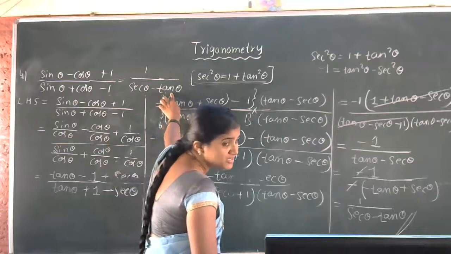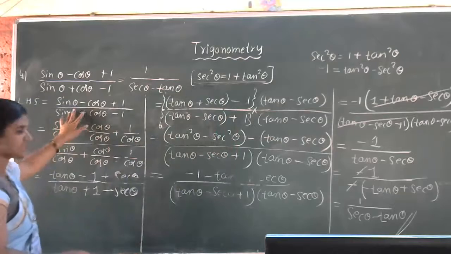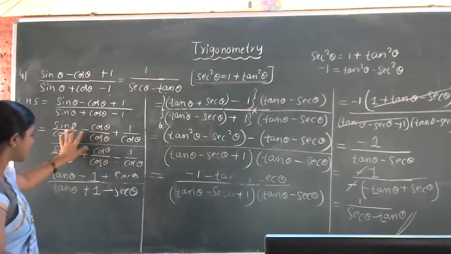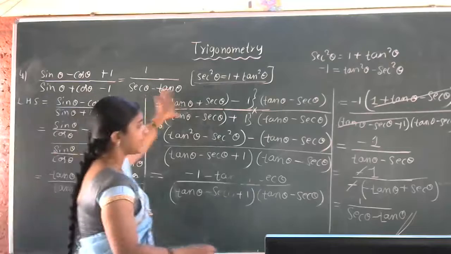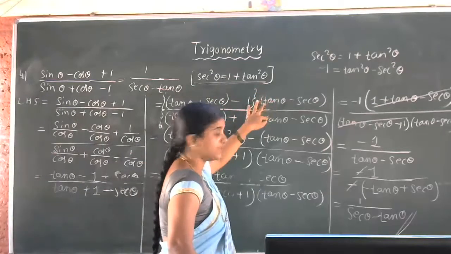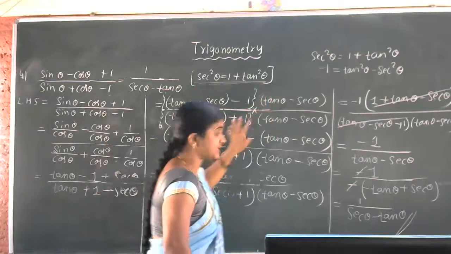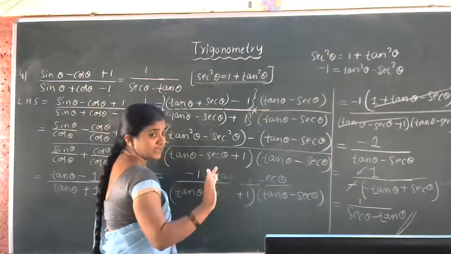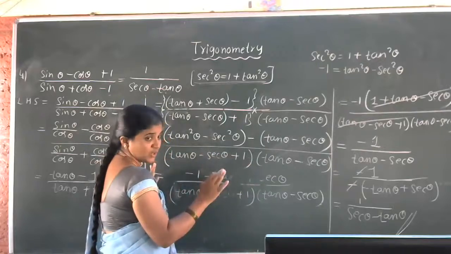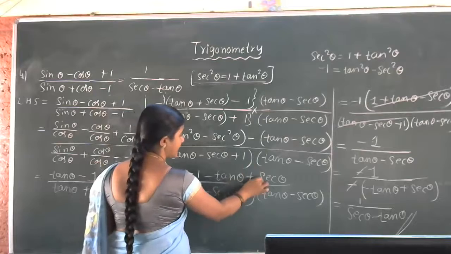Got the idea of this problem, students? So you just observe. I think the first step is clear, dividing by cos theta. The next step is clear too. Next is grouping, and for both numerator and denominator we have to multiply by tan theta minus secant theta. I think the multiplication step is clear. The denominator, no need to multiply, you take it as it is. Only in the numerator you do the multiplication operation.